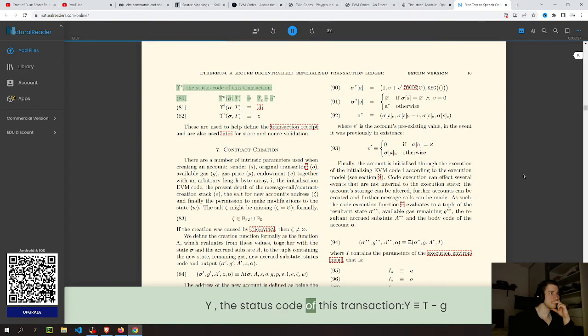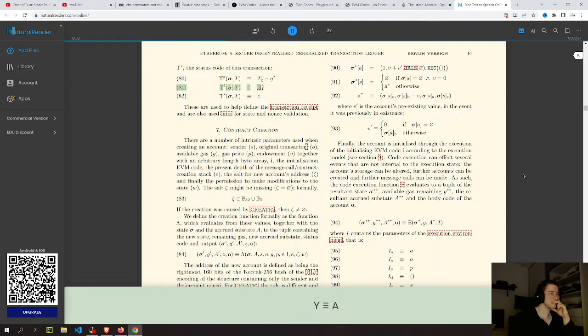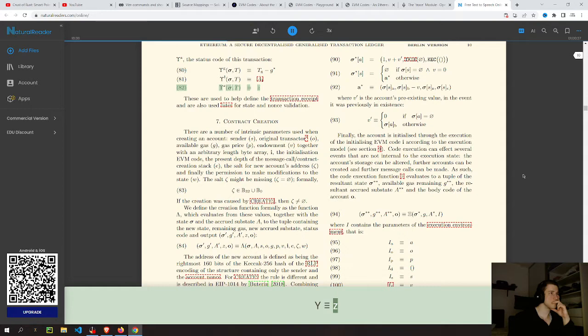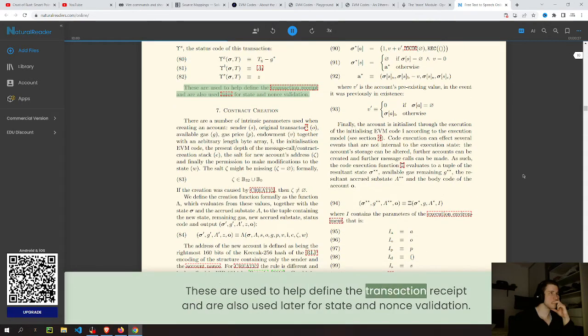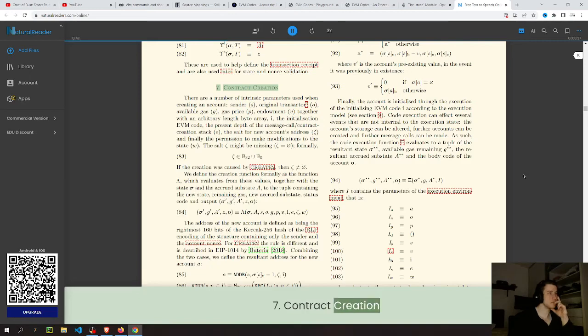Upsilon, the status code of this transaction, upsilon TG, upsilon A, upsilon Z. These are used to help define the transaction receipt and are also used later for state and nonce validation. 7. Contract creation.